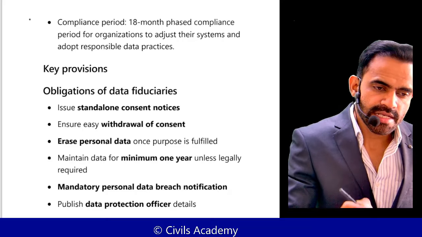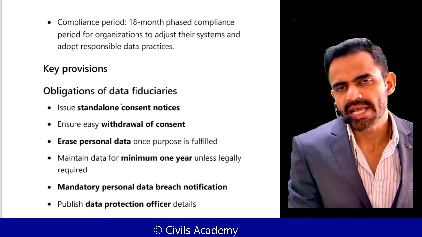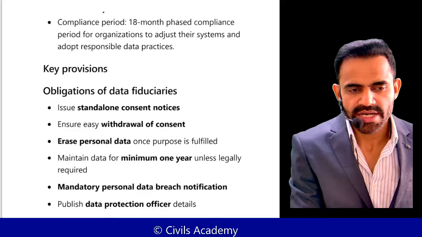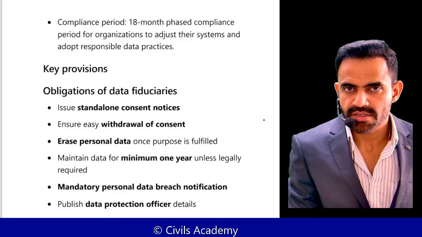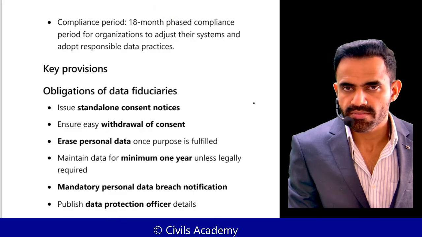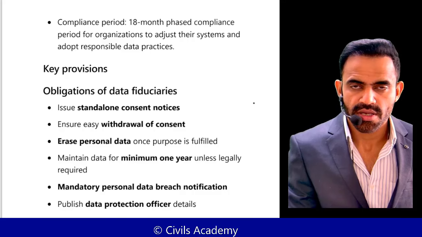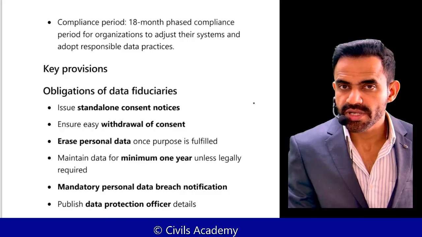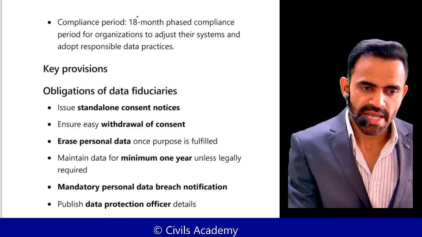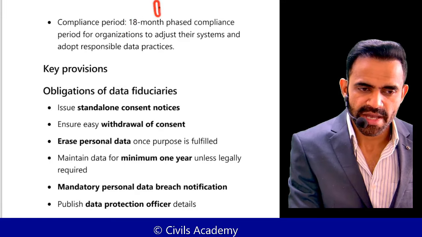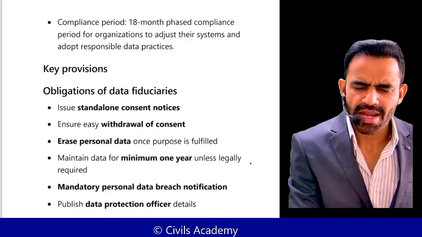there is a compliance period for the organizations. Compliance period basically means now the government has issued rules, so you have 18 months to follow these rules. That means set your house in order, and then start following these rules. Within 18 months, you should be ready to implement these rules. That is the meaning of compliance period. Again, examiner can set a trap by saying 24 months or any other duration.